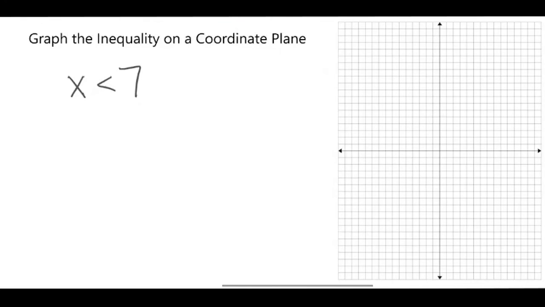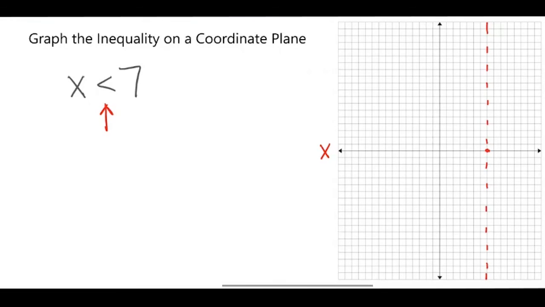So let's say I have the inequality x is less than 7, and I'm told to graph this inequality on a coordinate plane. So what I'll do is I will go to my x-axis, which will be my horizontal axis, and I will go to 7. And I'll make a point there. Now notice that my less than symbol is not underlined. So that means that it is going to be a dotted line.